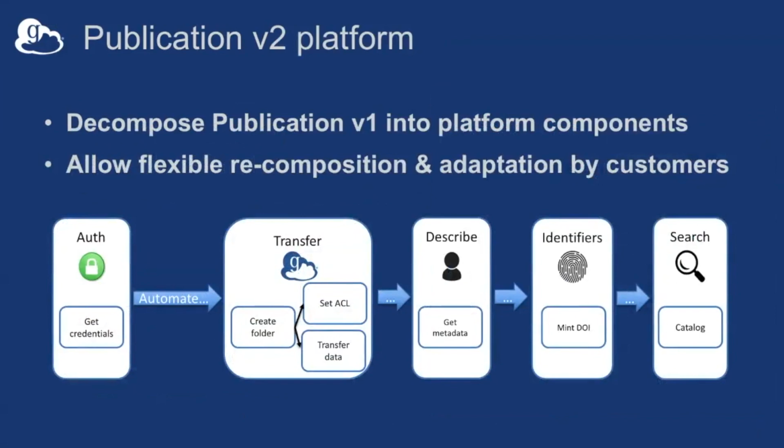So what we've been doing, again, with our friends at Compute Canada, as well as projects like the Materials Data Facility, is building out what we're calling the publication V2 platform, basically decomposing all the capabilities of the V1, generalizing them, making them more flexible, more recomposable and adaptable by our customers. Because the biggest feedback we heard on V1 was, love it, but can I have it do this one thing that's a little different?